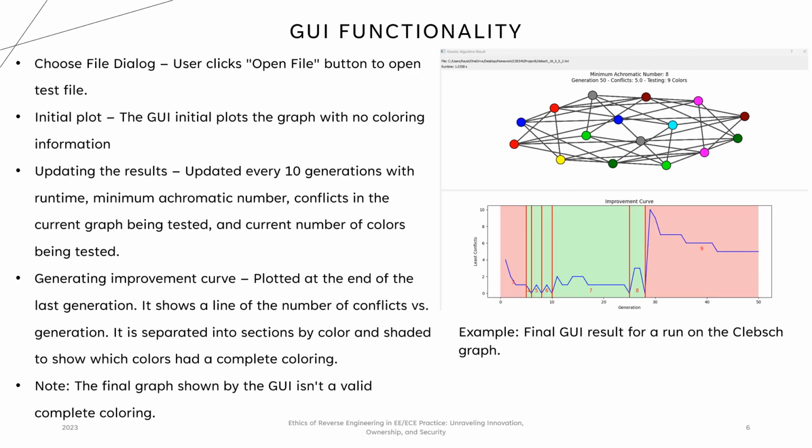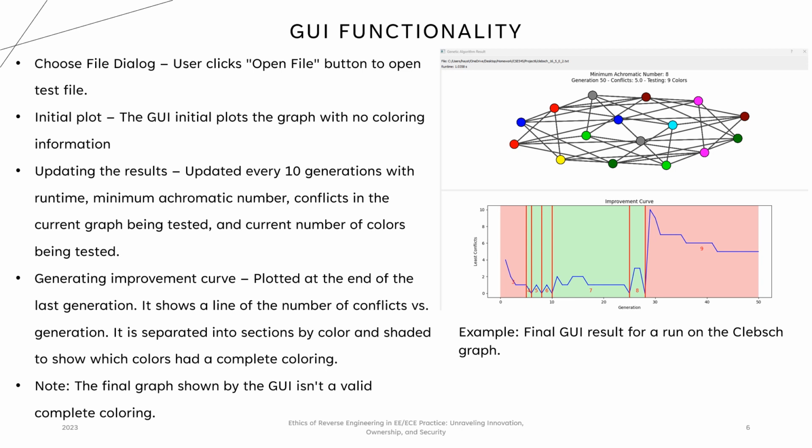So now that the information about the algorithm itself is out of the way, I want to talk a little bit about the GUI. To open your test file, there is a dialog that will take you to your file explorer where you can then find your test file. Once that's opened, the GUI initially plots the graph with no coloring information, and this shows up as a graph with all vertices colored red.